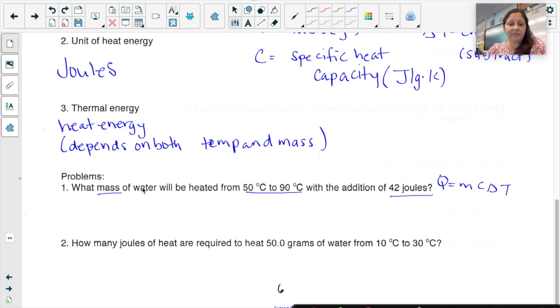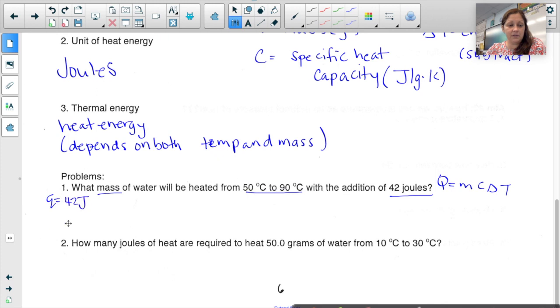So now the Q is my 42 joules. The m is my x, and now here's where we go to the reference tables. Because we talked about water, the c is on Table B, and the value is 4.18 joules per gram Kelvin, and then for my delta T, I subtract my two temperatures. Take out your calculator, plug in each of the numbers where they go in the formula.